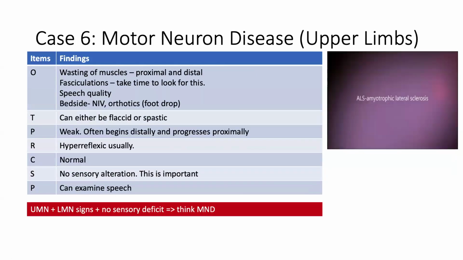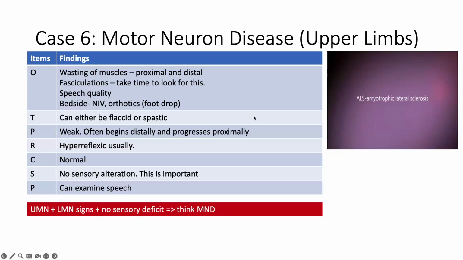So just try to palpate that as best as you can. So the next case is motor neuron disease, and as I said, I'll tell you again, always have your framework because you can just fill in the blanks as you go around. So this is a good formula that I always think: if you have a mix of upper motor and lower motor neuron signs with no sensory deficit, always think motor neuron disease.